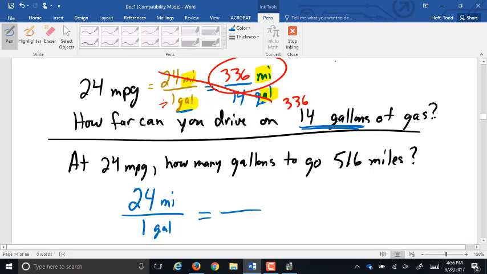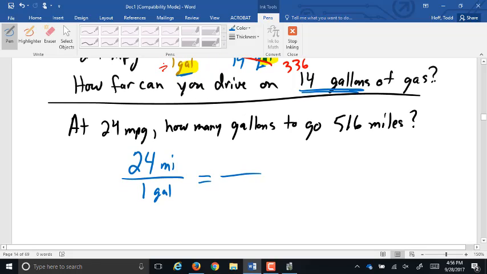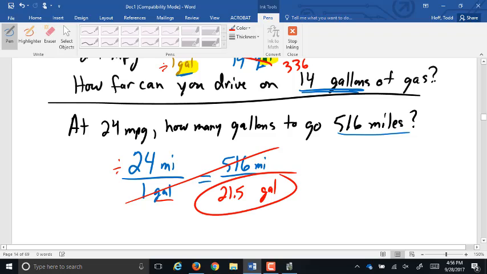So the 24 miles per gallon means 24 miles over 1 gallon. What do we do with the 516? Top or bottom? It goes on top because it's miles. So what we're going to get on bottom is going to be gallons, because that's gallons on bottom. We cross multiply and divide. 1 times 516 divided by 24. 21.5 is perfect.